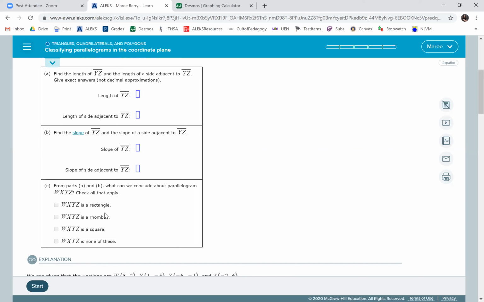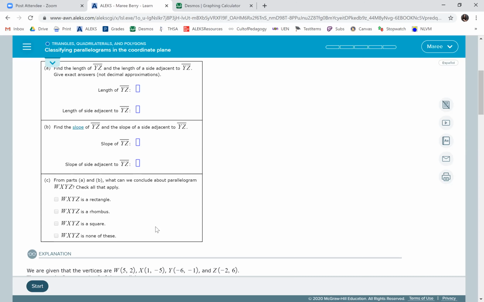First of all, we have to remember a rectangle will have 90-degree angles, so the slopes will be opposite reciprocals. A rhombus would be all of the sides are congruent, and it doesn't matter about the angles. Rectangles, again, the angles are 90 degrees. And then a square is both a rectangle and a rhombus. So if you click square, you're going to click the other two also. And if it's none of those, we'll just click none of these.